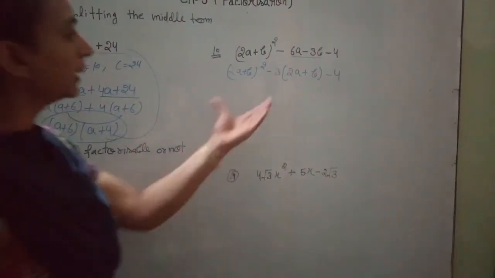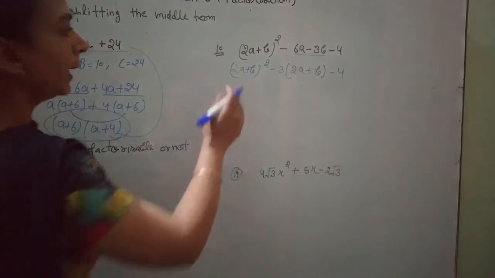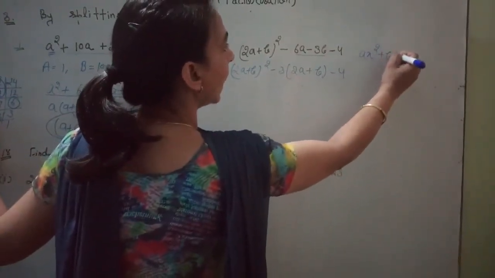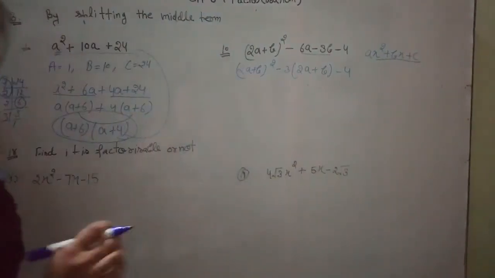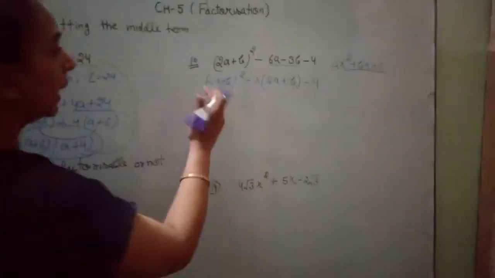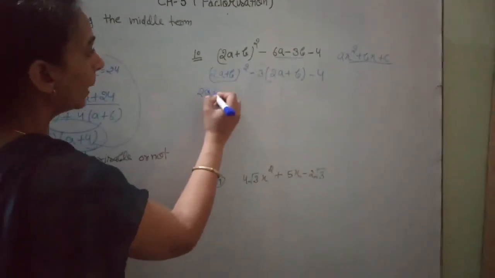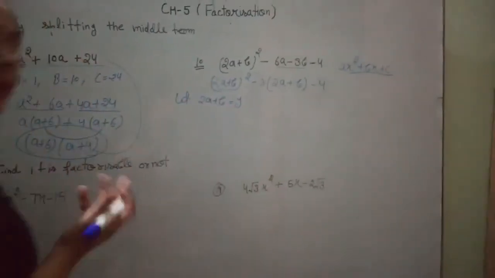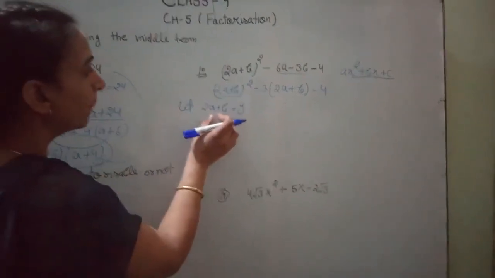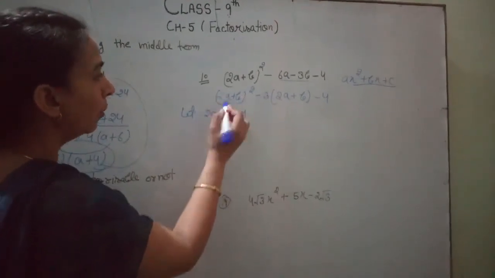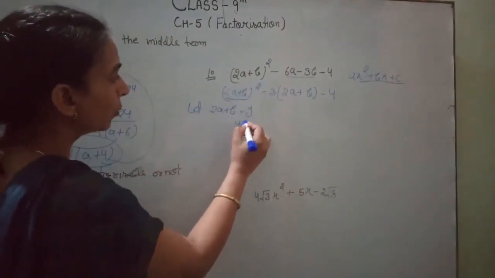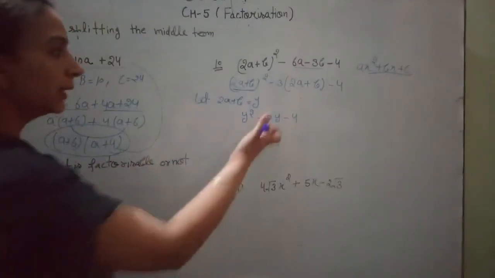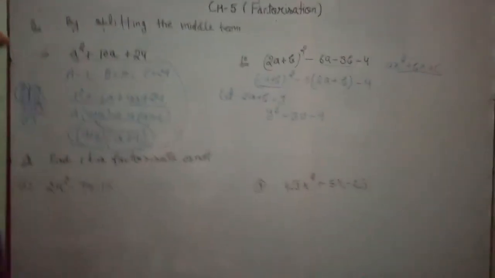If we have this type of question, first we express this question in this form ax square plus bx plus c. Clear? So first we write this 2a plus b. Let us take this 2a plus b equal to y. x and y, no problem. We take 2a plus b equal to y. Then in place of this we can write y square minus 3y minus 4. Then this is the same form ax square plus bx plus c.